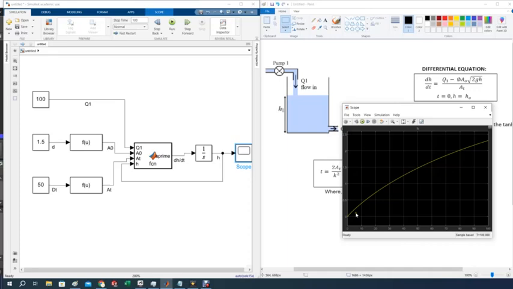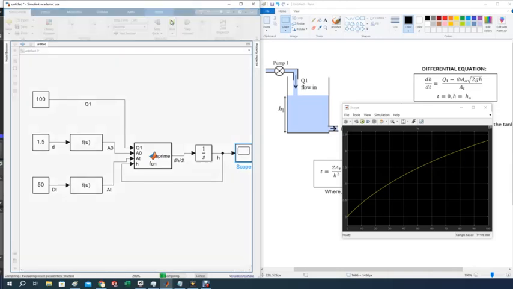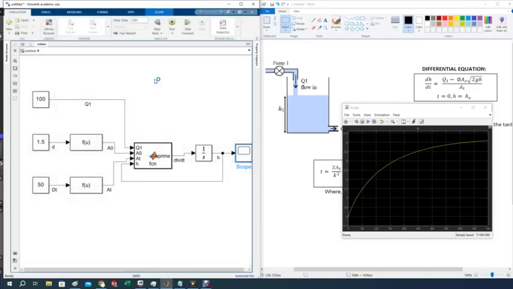Let's make the vessel 50. That's okay. 1.5. Let's increase the time here, and let's make this 500. And let's see how that will work. There we go. Getting to the 4 here pretty much at 500. That's a steady state value.